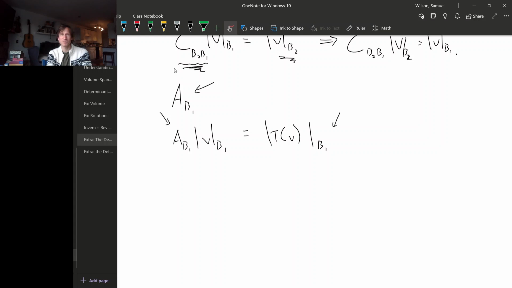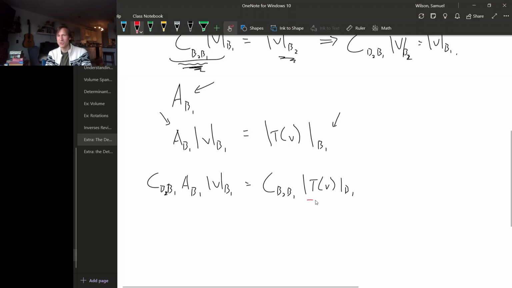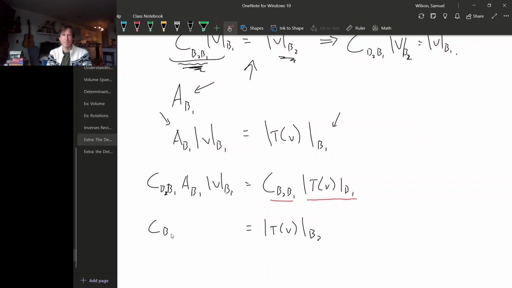So let's multiply on the left on both sides by this transition matrix. So we get C sub B2 B1 times A sub B1 times coordinates relative to B1 equals C B2 B1 times coordinates for T applied to V relative to B1. Okay, but now notice on the right-hand side we have some coordinates relative to B1 times our transition matrix. And the result of that is coordinates relative to B2 for T of V. Okay? Fair enough.